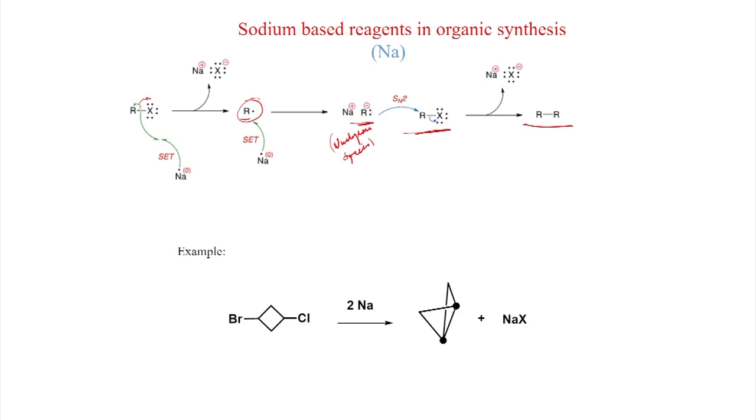Example like here, so what will happen? First this bromide will react because this is a good leaving group, so this will form the carbanion with sodium. Now an intramolecular substitution reaction will give this product.